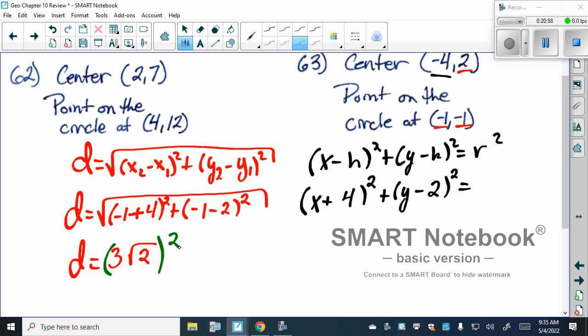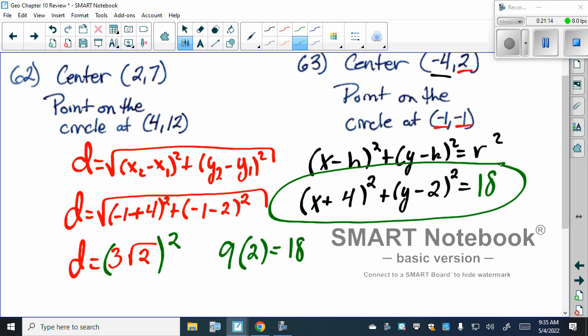3 squared, 3 times 3 is? What is square root of 2 times square root of 2? Which is? 2. Square root of 4 is 2, so 9 times 2 is? And if you type that into the calculator, make sure to put parentheses around the 3 and square root of 2. Because there's a good chance that if you do 3 square root of 2 squared without the parentheses, it'll square the square root of 2, but not the 3, and give you 6.